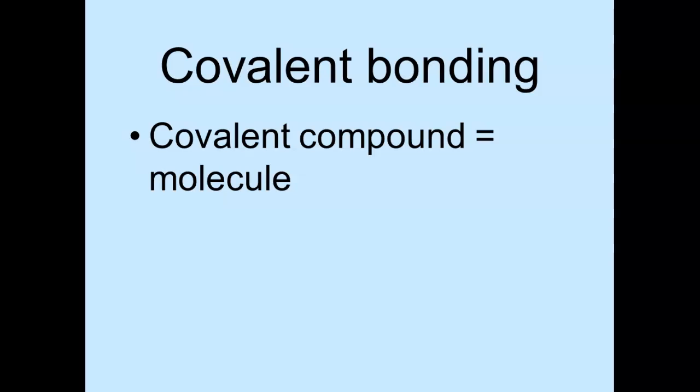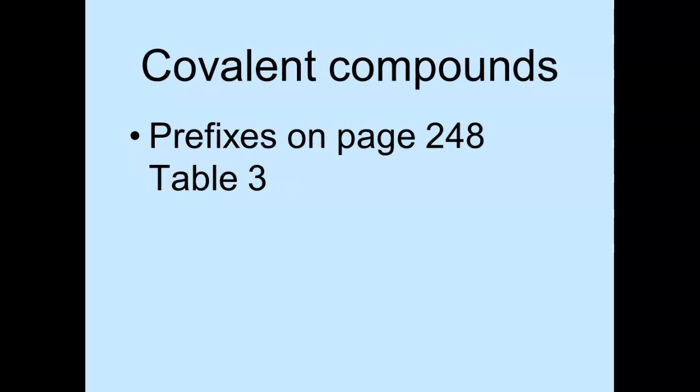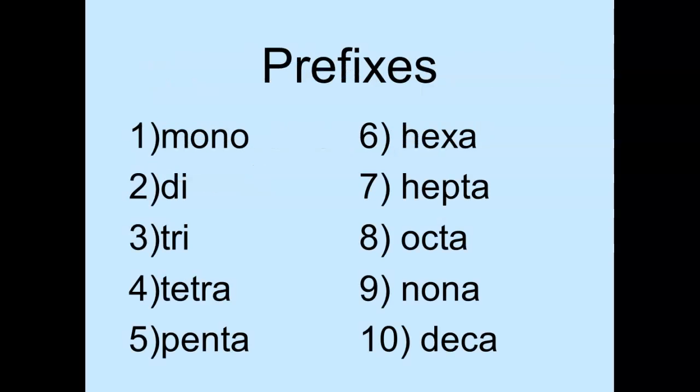All right, so this video is on covalent nomenclature, and a little reminder, covalent bonding is sharing electrons, and covalent compounds make molecules. So in your textbook on page 248, table 3, they list the prefixes. I also have them listed here. You need to copy these, so pause the video and copy them down and then come on back.